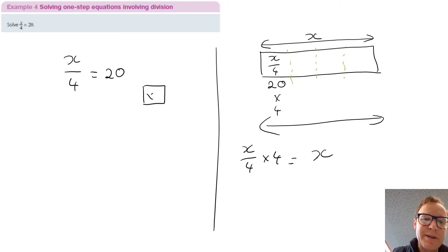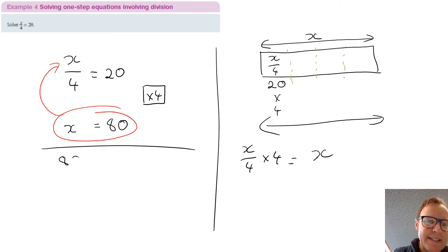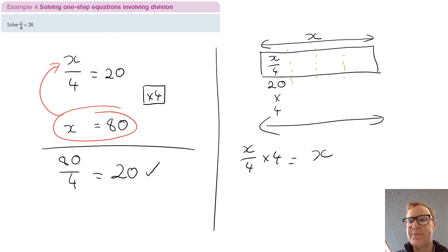I'm going to multiply both sides by 4, keep it balanced, keep it the same. X over 4 times 4 is x. 20 times 4 is 80. Okay, once again, I can check myself. Take this value here, put it in here. So I get 80 divided by 4. Yep, that equals 20. Tick.